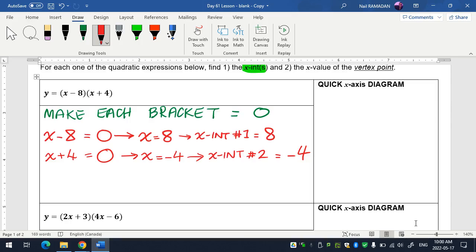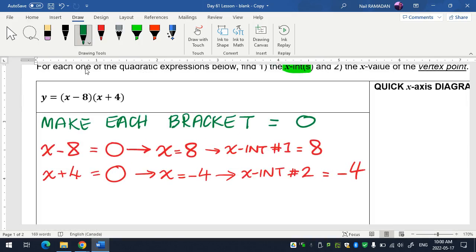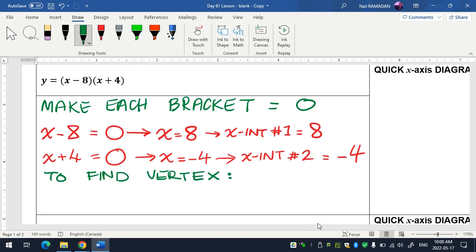So I want you now to write to find. Oh, because remember, because you had to move it here. When you move a number to the other side, you have to pay a price. The price is flipping the sign. So I want you to write: to find vertex, let's get the average. So go ahead, xv.